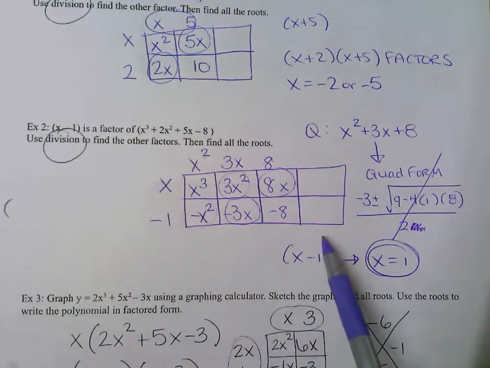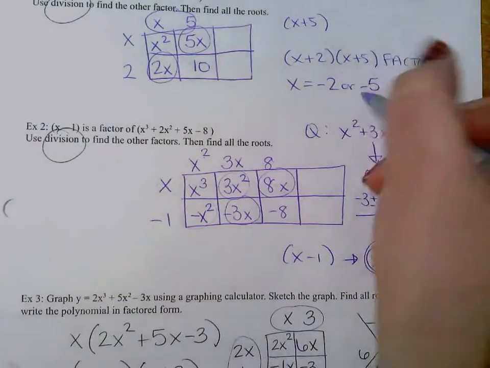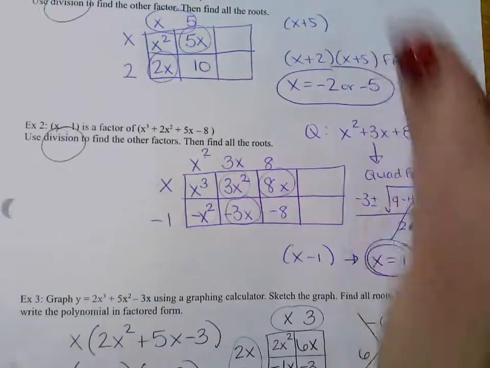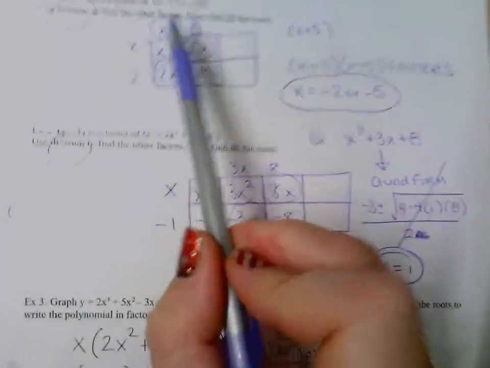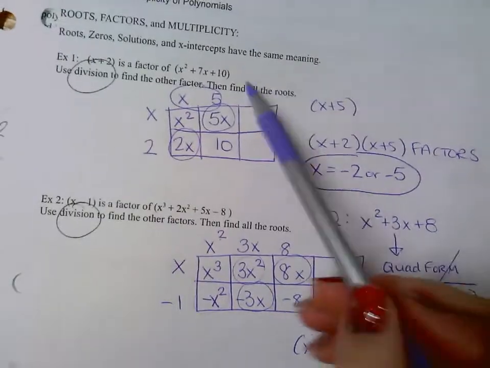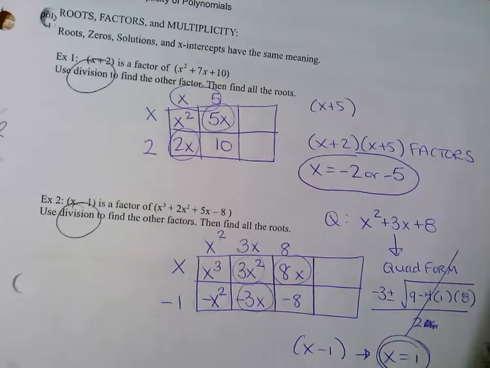It only had one actual zero. That was a real zero. And up here, I had a quadratic. Could have had a maximum of 2 zeros, and it actually did have 2 zeros.